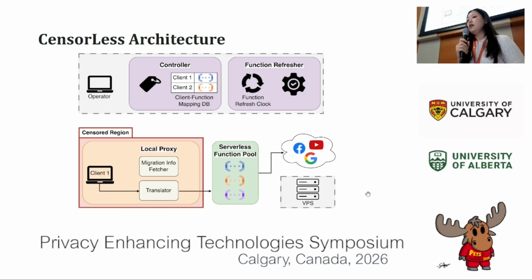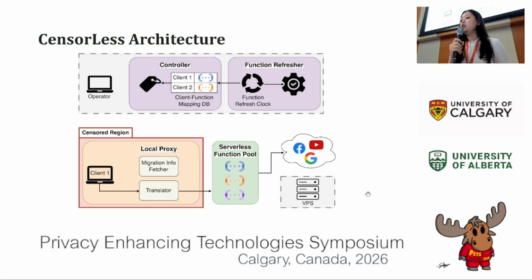So let's see the architecture in detail. CensorLess consists of 4 different components: controller, function refresher, local proxy, and Serverless function pool. First, let's say the client wants to access Facebook, and the translator in the local proxy intercepts the client's traffic and modifies it to an HTTPS GET or POST method to avoid socket communication.